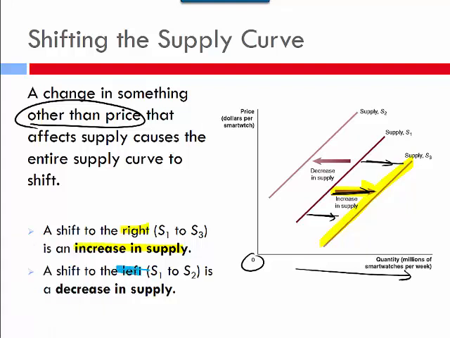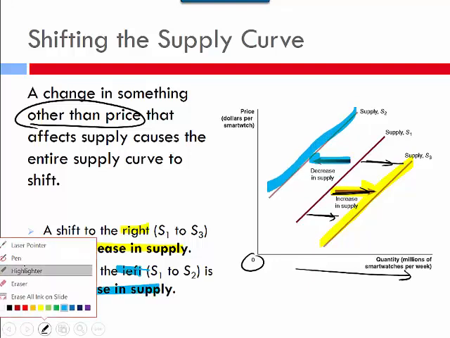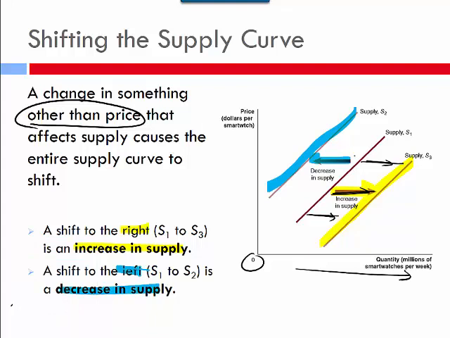To the left is a decrease in supply. That's this one. That's going over here. And what we see then is at every price point we have a lower quantity supplied. We're getting closer to zero. So along the x-axis, along the horizontal axis, we are shifting to the left. We're getting closer to zero. So that is a decrease in supply.